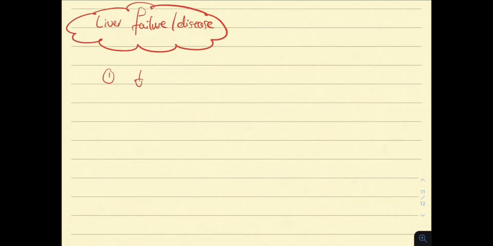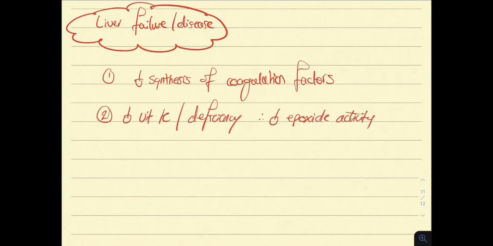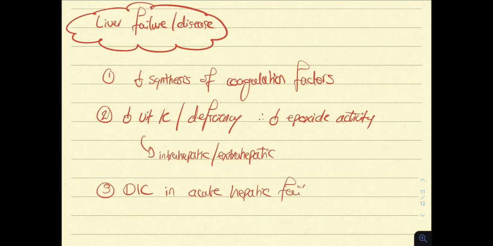Finally, liver failure can also result in factor deficiencies. This is caused by, first, decreased synthesis of coagulation factors in liver failure. Second, decreased vitamin K through either intrahepatic or extrahepatic causes. And third, DIC can occur in acute hepatic failure.